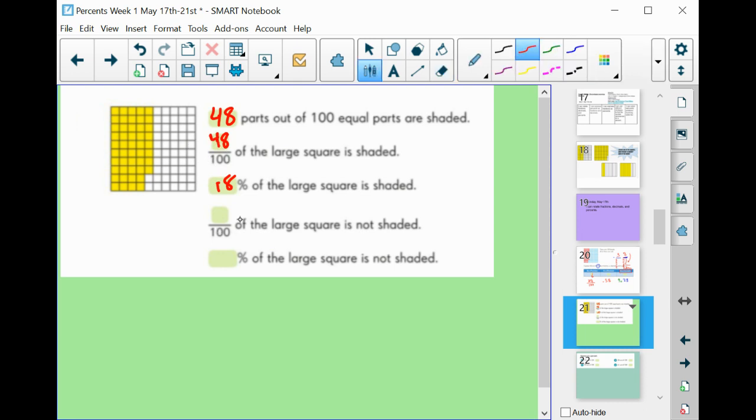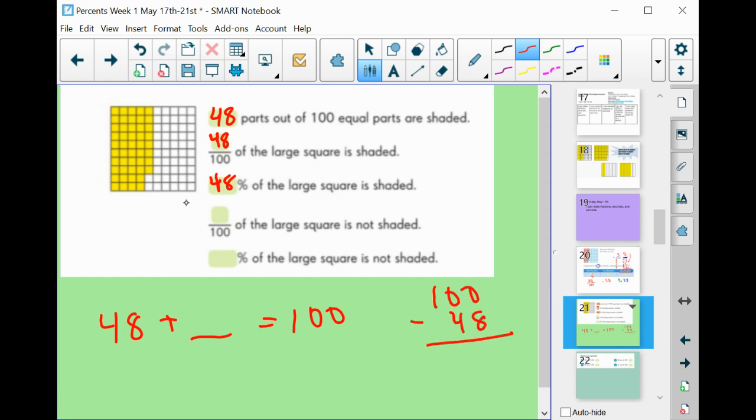Okay? And then this is going to ask us to do the opposite. So now we're going to look at the part that is not shaded. You can think about, if we know 48 are shaded, what do we have to add to that to get our total of 100? Or you could also subtract 48 from 100.